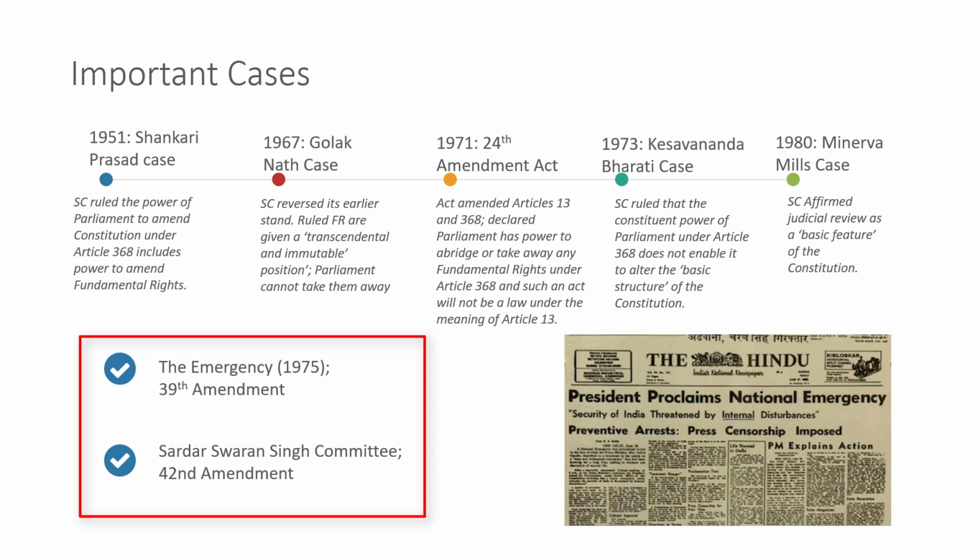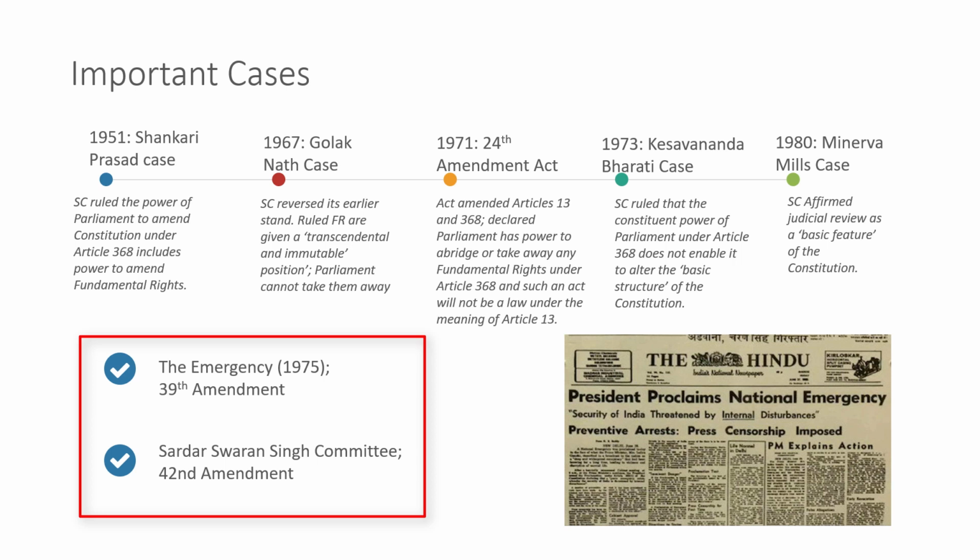Among other things, the amendment gave the directive principles of state policy precedence over the fundamental rights contained in Article 14, like right to equality before the law and equal protection of the laws. Article 19, various freedoms like freedom of speech and expression, right to assemble peacefully, right to form associations and unions, right to move about and reside freely in any part of the country, and the right to pursue any trade or profession, as well as Article 21, right to life and personal liberty.